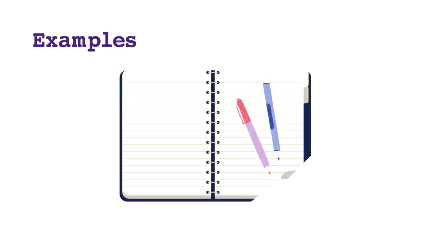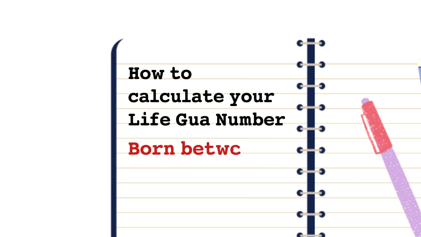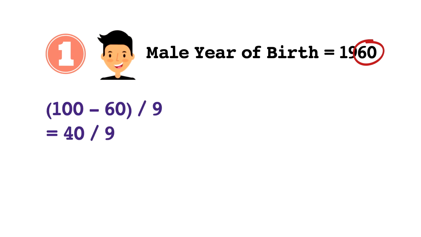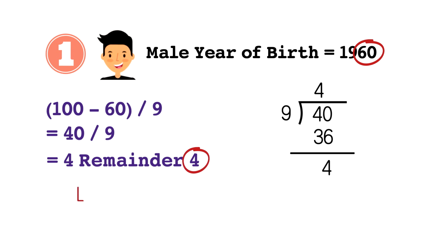Now I'm going to show you some examples of how to calculate your Life Gua number if you were born between 1900 and 1999. If you're a male born in the year 1960, the last two digits of the year of birth is 60. Based on the formula, we use 100 minus 60 divided by 9, which is 40 divided by 9. And this brings us to the result 4, and the remainder is also 4. So the Life Gua number in this case is 4.